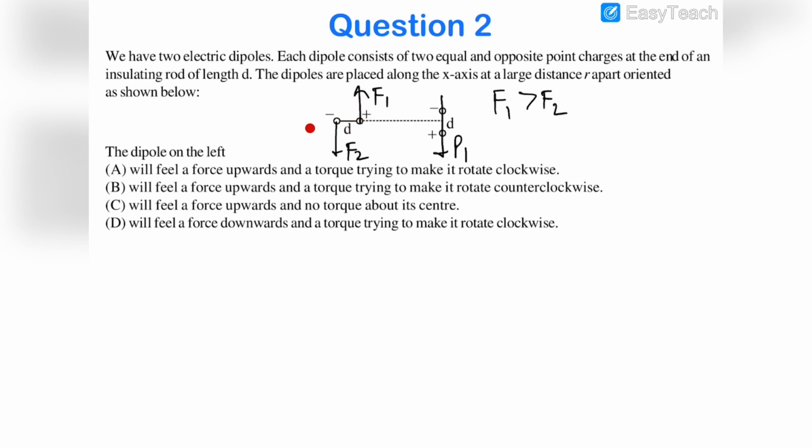So you can see that a net force is developed on this dipole in the upward direction, and it will try to rotate anticlockwise. So the correct answer would be that the dipole on the left will feel a force in the upward direction and a torque which is trying to rotate it counterclockwise. So the answer is B. Now we move on to the next question.